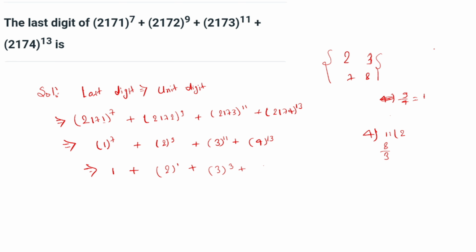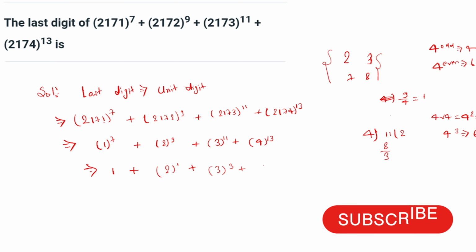And if 4 is given in the unit digit place, then 4 to the power odd is 4 and 4 to the power even equal to 6. You can think like that, 4 square is 16, 4 cube is equal to 64. So you can see that if the power is even, 6 is the unit digit, and if the power is odd, then 4 is the unit digit. Okay, so that's why we wrote 4.